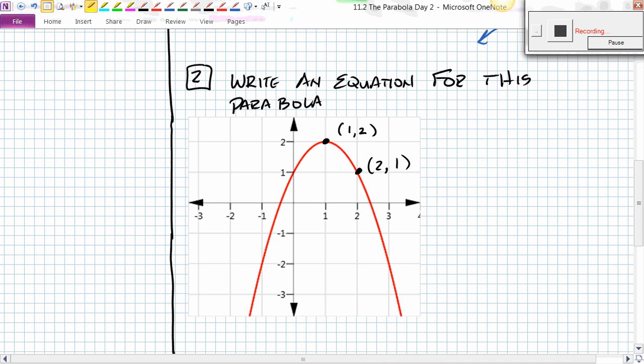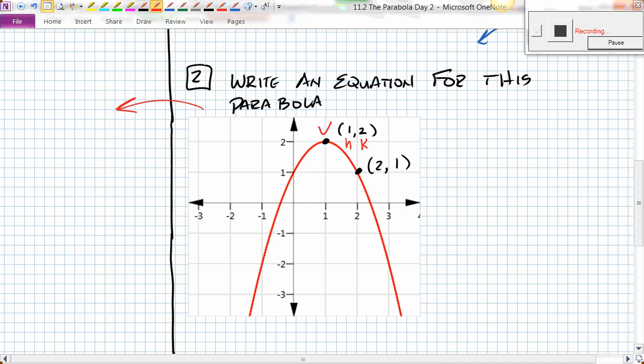Anybody know anything about this that they could share with us? There is something that we know for sure. Yeah, what is it, Michael? Yeah, we know the vertex, right? And in this case, is the vertex at the center or the origin? No, it's not. So we know we're going to have an H and a K somewhere in there, right? So that means that the 1 for us represents the H, and the 2 represents the K because this is my vertex.